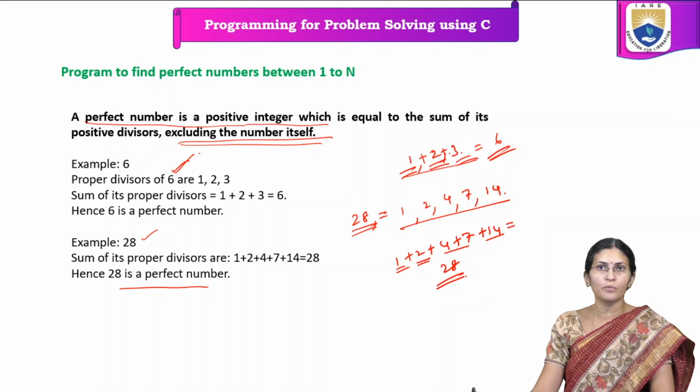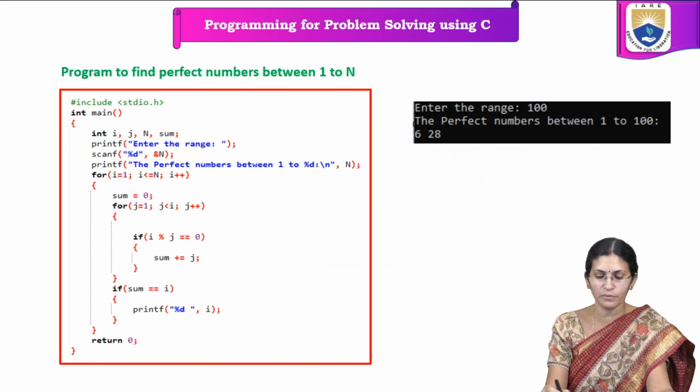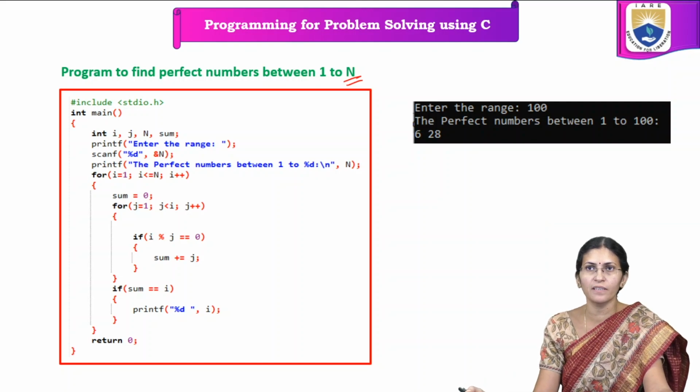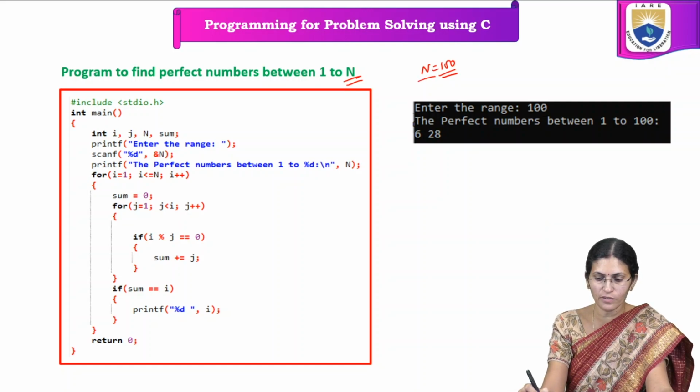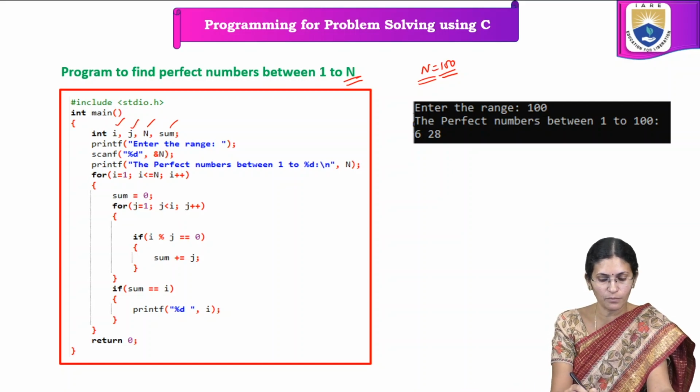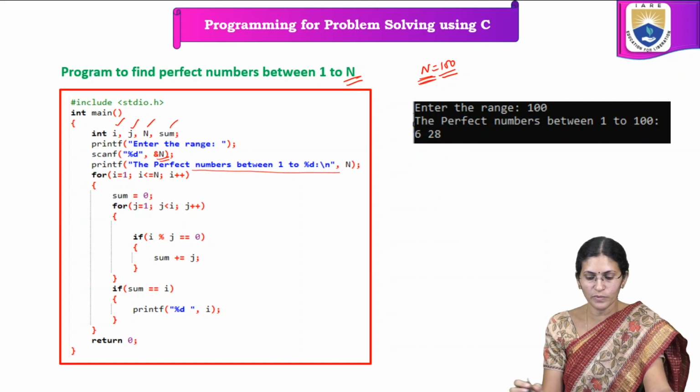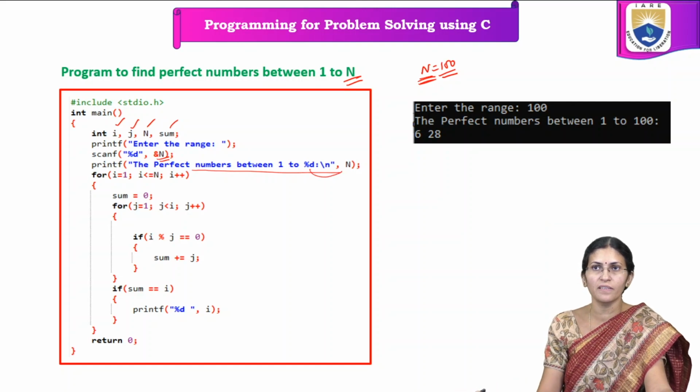In this way, we'll write the program to find perfect numbers between 1 to n. Here n specifies the upper limit, the range up to which you have to find the perfect numbers. Suppose the user is entering 100, then n is equal to 100. This value is taken from the user, or you can specify it directly in the program also.